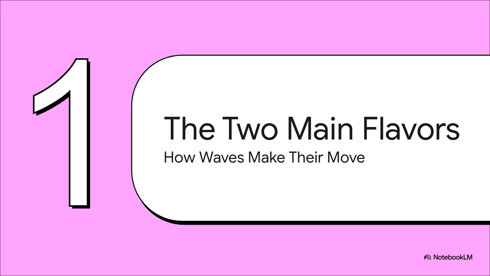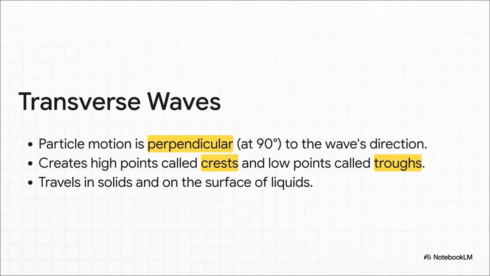All right, so now that we know what a mechanical wave is, let's get into the two main ways it can actually move through all that stuff. You can think of it like the wave's signature dance move. First up, we've got transverse waves.